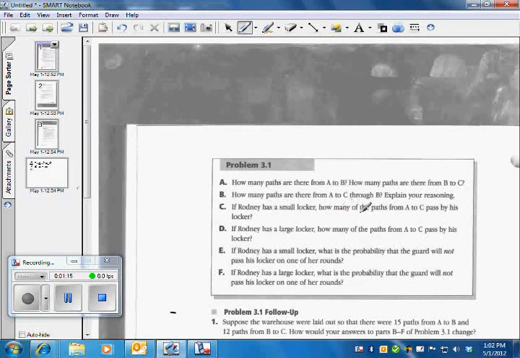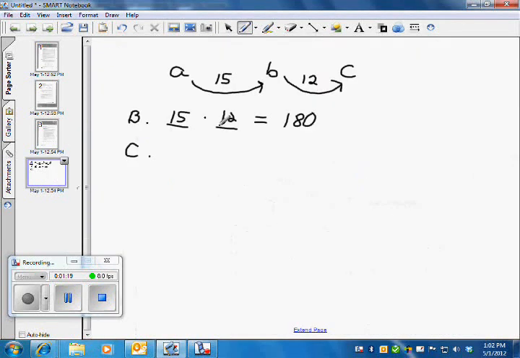Question C says if Rodney has a small locker, how many of the paths from A to C pass by his locker? Well, like we decided yesterday, if we're going to say he has a small locker, we're really limiting the possibilities that the guard could walk down from A to B. So instead of 15, we're making that choice of 1, because it has to be the one that goes by his locker. The large lockers still finish out the same way. There's still 12 possibilities there, so your grand total here is 12.